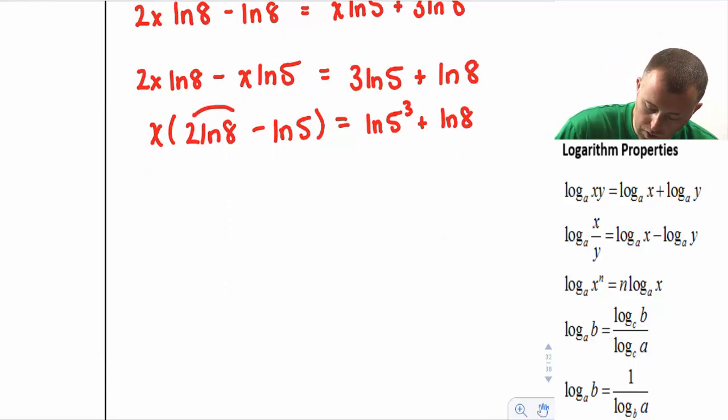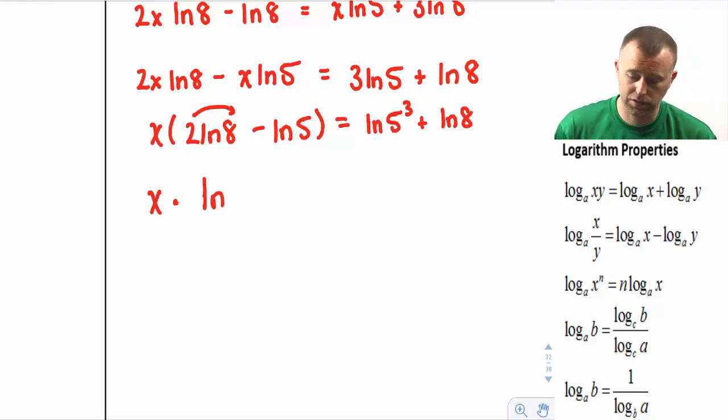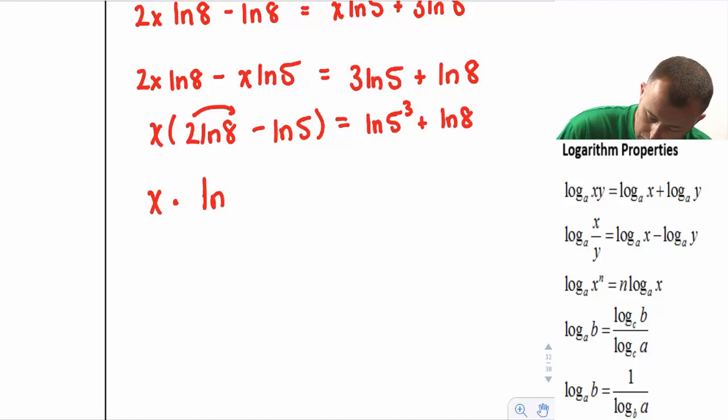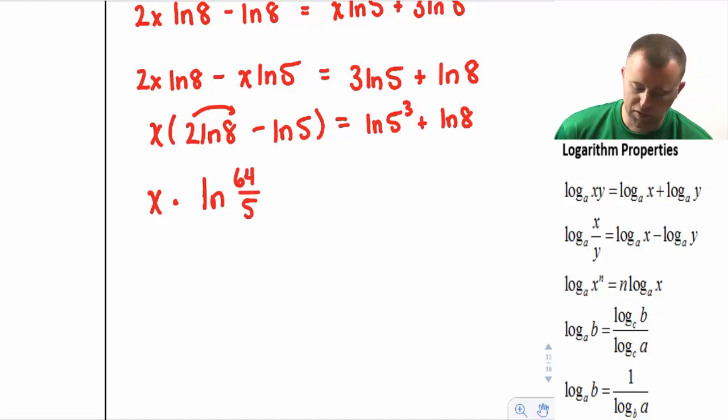So over here this will be 8 squared, so I'm going to have x times the natural log, and since I'm subtracting, I'm going to condense this as one logarithm. It's going to be 8 squared, so 64 divided by 5. That's me condensing using my quotient property and my power property there on the left-hand side.